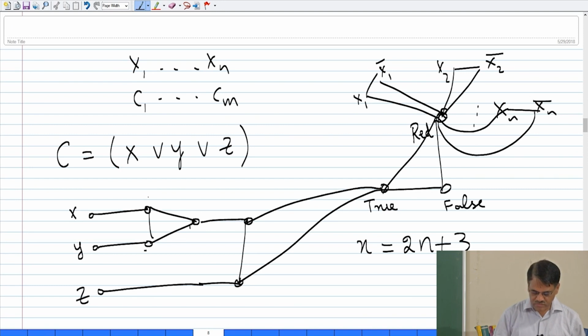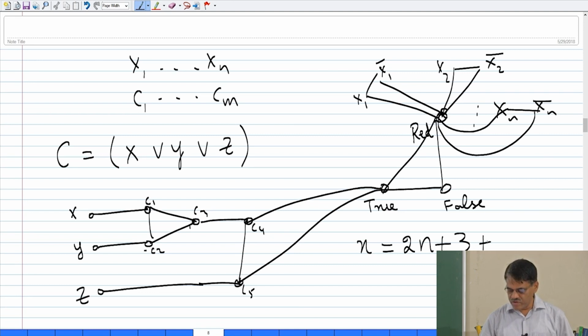So this is C1, C2, C3, C4, C5. These 5 vertices are special to this clause. These are not separate vertices, these are the same x vertices from here. If it is x bar, you will pull out the corresponding x bar, otherwise you pull the corresponding x and add it to these 5 vertices.